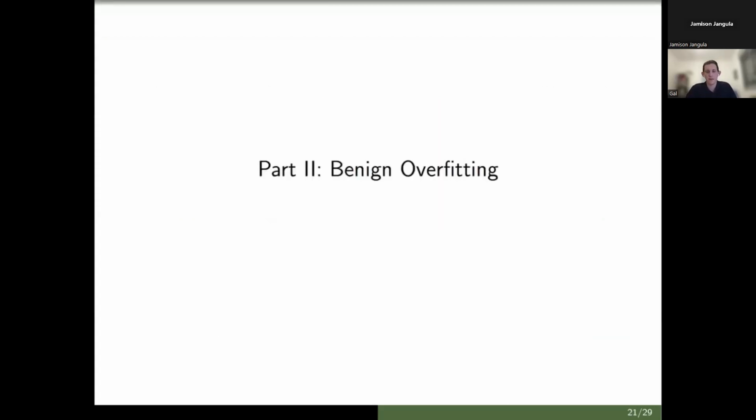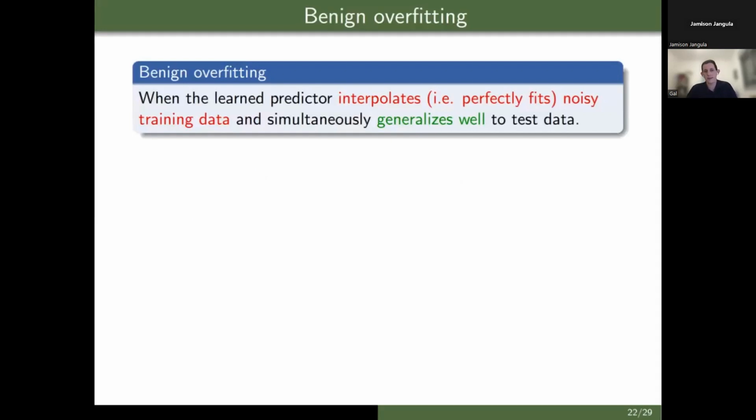Okay, so now I will move to the second part of this talk, in which we will discuss benign overfitting. We say that we have benign overfitting if the learned predictor, on the one hand, interpolates noisy training data, namely, it perfectly fits noisy training data, but on the other hand, it also generalizes well on test data. Now, note that when we consider benign overfitting, we consider noisy training data, which means that we have label noise. It means that the labels in our training data are noisy.